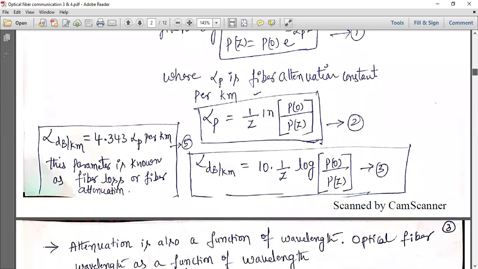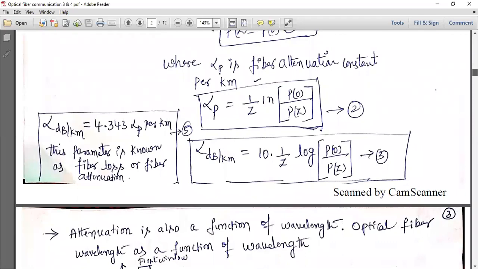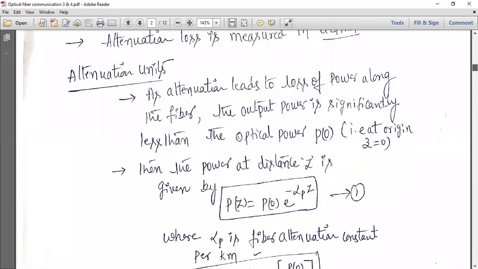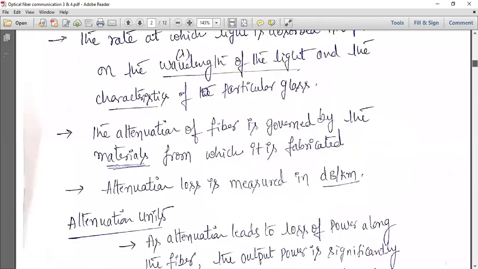If you know the attenuation constant per kilometer, alpha P, which is a natural logarithm based value, alpha dB per kilometer can easily be found from expression 5, which I have written on the left side: 4.343 times alpha P. Normally this is not the case, so alpha P will not be given. You will know P of 0 and have to find P of Z, or you will know P of Z and have to find P of 0, or you will know both P of 0 and P of Z and need to find Z. So these are the three cases, and we'll go one by one. Attenuation, that is absorption and scattering, can both be measured using alpha.